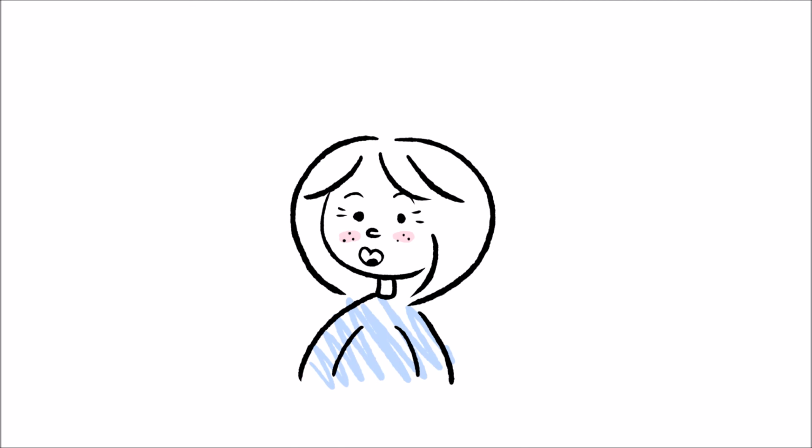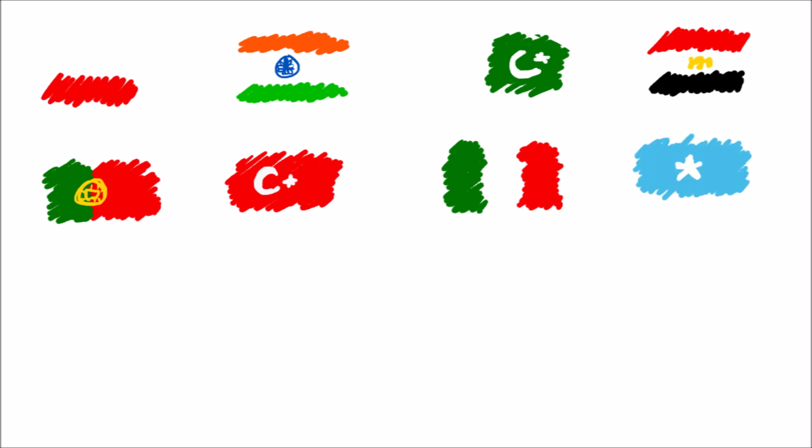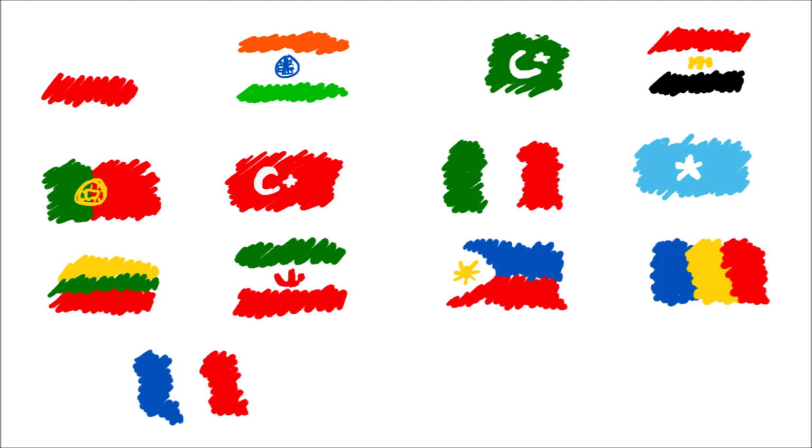Let's come to the immigrant languages in the UK. Did you know there are over 300 languages spoken on a daily basis in London alone? In 2005, a survey found that the following languages are spread all over the UK: Polish, Punjabi, Urdu, Arabic, Portuguese, Turkish, Italian, Somali, Lithuanian, Persian, Filipino, and Romanian.